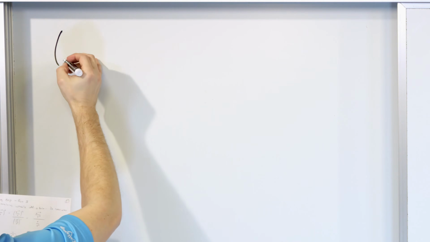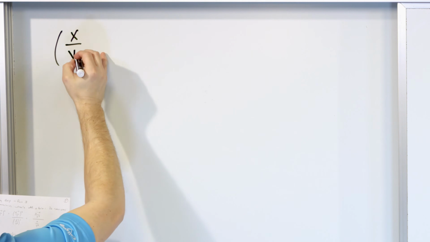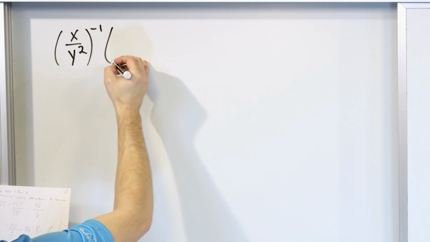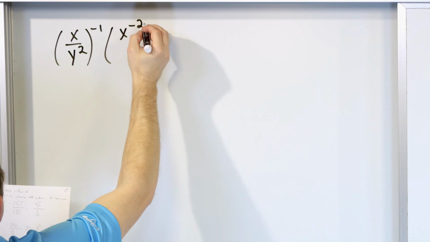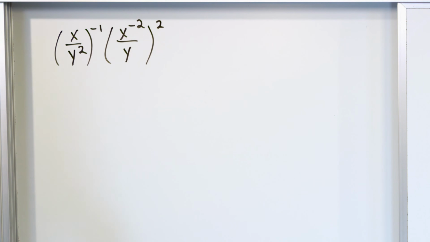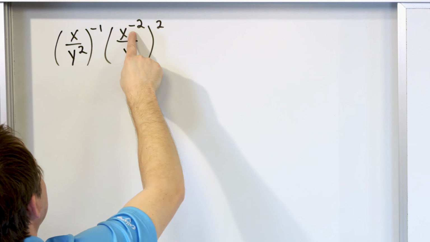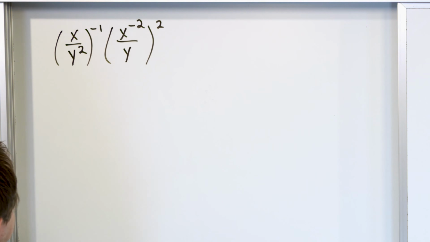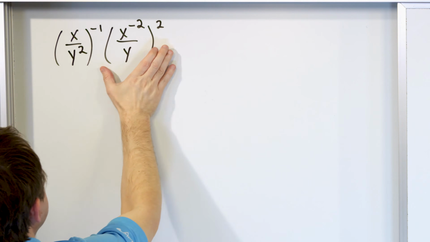What if we have x over y squared raised to the negative 1 times x to the negative 2 over y raised to the power of 2. So it's ugly, right? Now, there's lots of things you can do. The bulletproof or the long form way is I could take this and write it as 1 over x squared, and then I have to deal with all of this, and then do all the fraction manipulation.